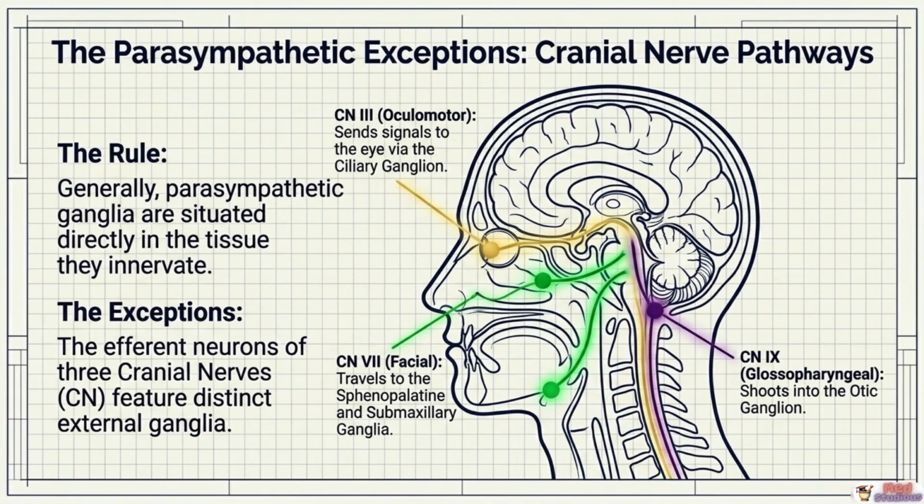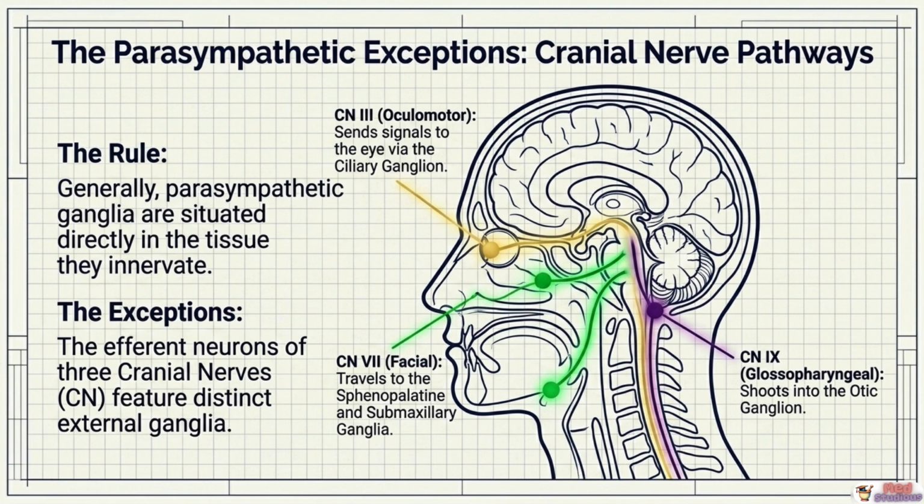Within the autonomic system, the parasympathetic division follows a very specific anatomical rule. Its ganglia are generally situated directly within or extremely close to the actual target tissue they innervate, resulting in very long preganglionic fibers and very short postganglionic fibers. However, in medicine, there are always high-yield exceptions. The efferent motor neurons of three specific cranial nerves completely break this rule, featuring distinct externally located ganglia far from their target tissues.